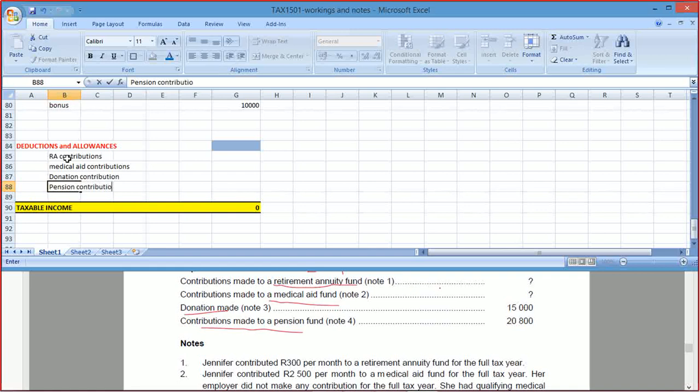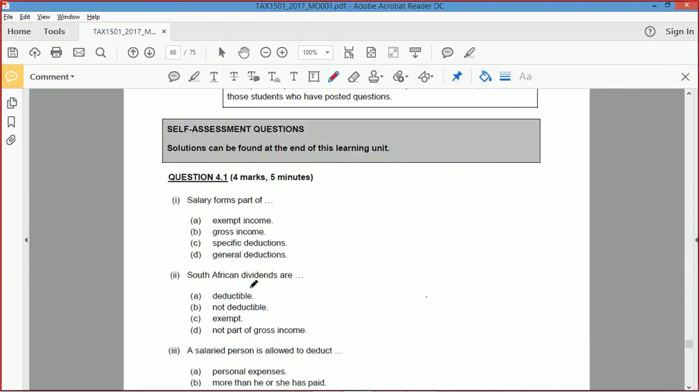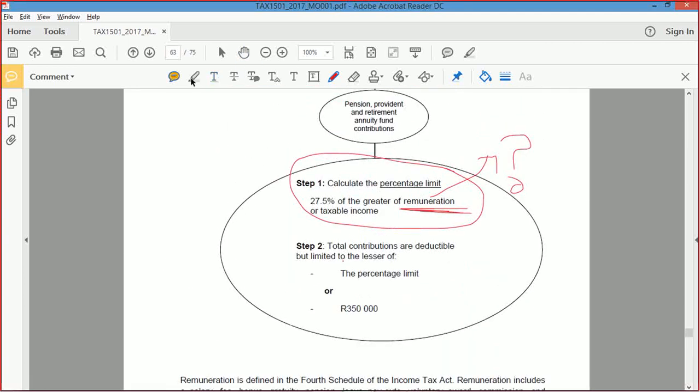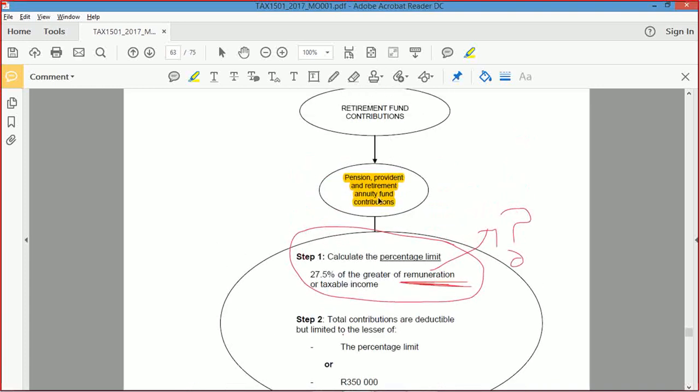You know that 27.5%? Does it apply to it? So it obviously applies to the RA, and does it also apply to the pension contribution? It's both. Remember, you combine the two. It's provident as well. Have a look. Where's that page? Here it is. Okay, I need to highlight this. It's everything. It's pension, provident, and RA. They just group them all together, and all of it must not be more than 27.5%. Does it make sense?